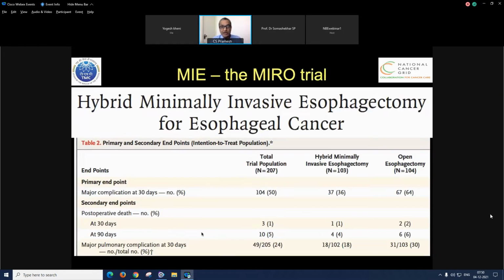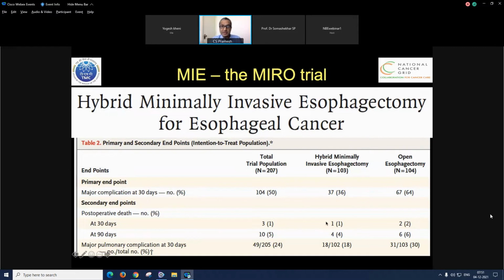However, the MIRO trial showed slightly different results compared to the TIME trial. This is a hybrid esophagectomy compared to an open approach. And what the MIRO trial showed was that the major complication rates were significantly lower with a minimally invasive esophagectomy, which is just 36% compared to 64% with an open esophagectomy. And the postoperative mortality at 30 days and 90 days were not too different. The major pulmonary complications were 18% with the hybrid approach and 30% with the open approach.